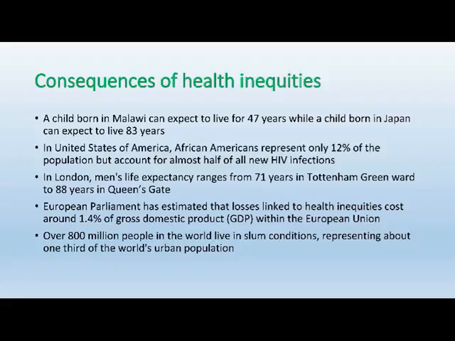Health inequities also can occur within countries. For example, in the United States of America, African Americans represent only 12% of the population but account for almost half of all new HIV infections. There is no biological or genetic reason for these alarming differences in health. In London, men's life expectancy ranges from 71 years in Tottenham Green Ward to 88 years in Queensgate, a difference of 17 years. According to the findings of the London Health Observatory, when travelling east from Westminster, each tube stop represents nearly 1 year of life expectancy lost.